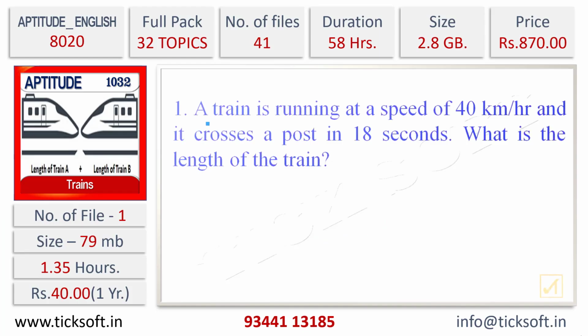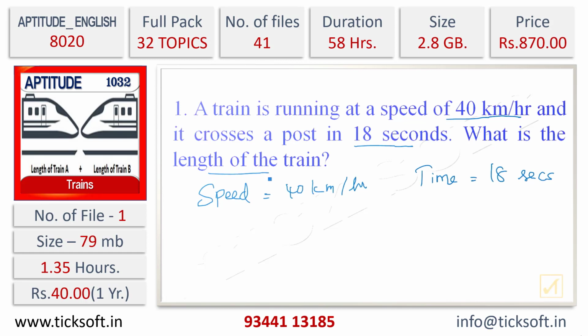The first question is, a train is running at a speed of 40 km per hour and it crosses a post in 18 seconds. What is the length of the train? Here, listen, the speed of the train is 40 km per hour and it crosses a post in 18 seconds. So here the speed is equal to 40 km per hour. Now the time taken to cross a post is 18 seconds. Now by using these two values we have to find out the length of the train.